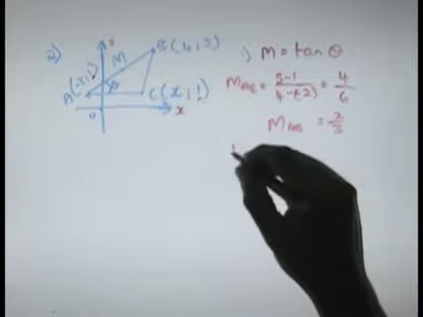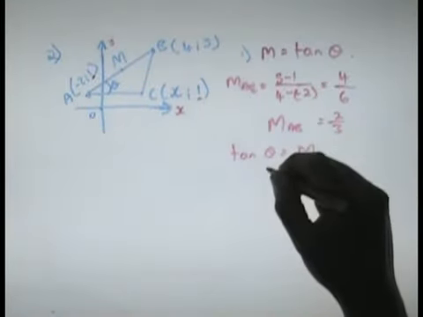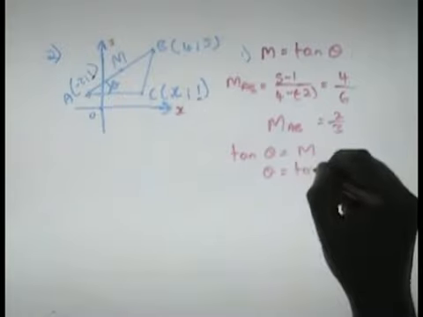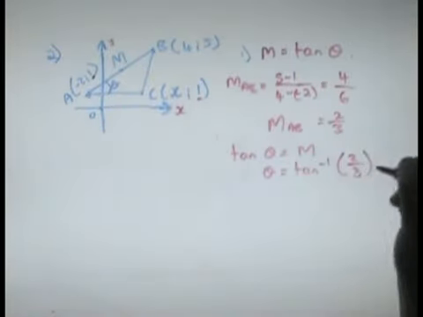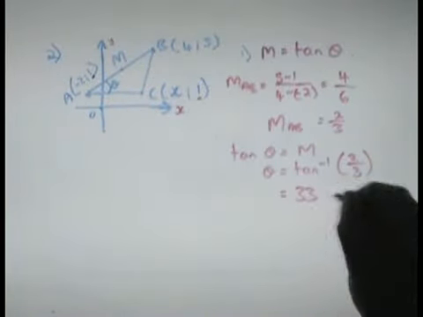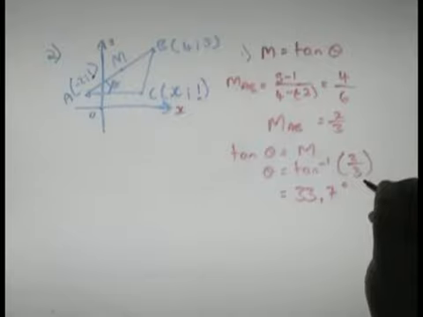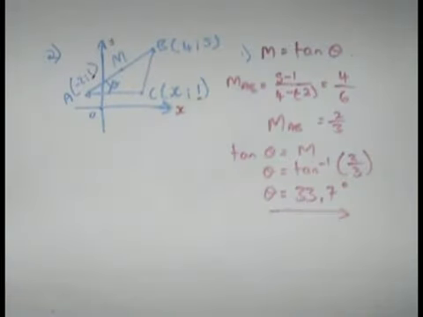But we know that tan theta is equal to my gradient. That means that theta is equal to the second function tan of my gradient, which is 2 over 3. Second function tan of 2 over 3 is equal to 33.7 degrees. That means that theta is 33.7 degrees.